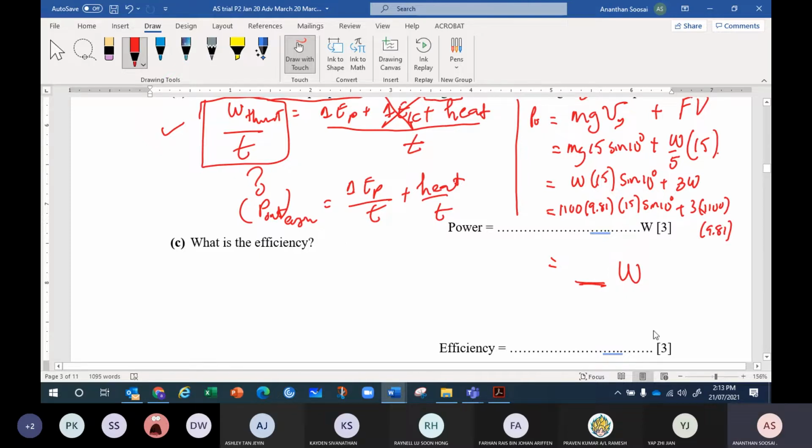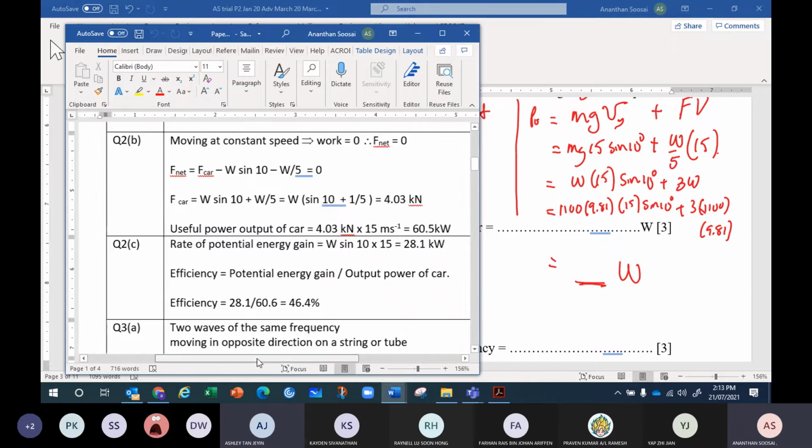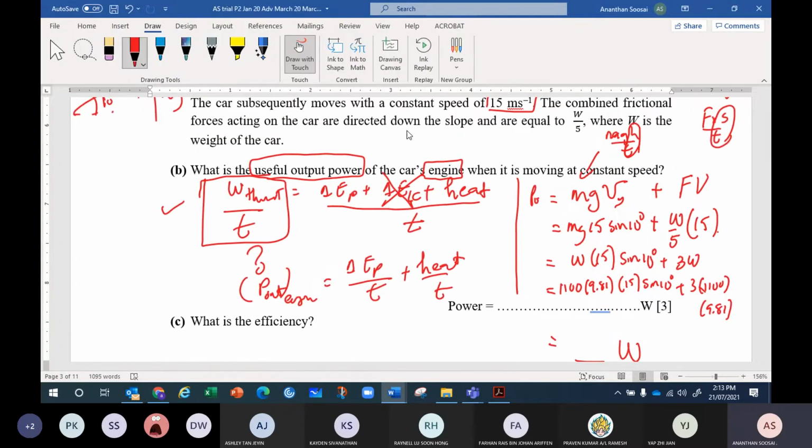Just give it a try. Try to calculate this: 1100 times 9.81 times 15 sine 10 plus 3 times 1100 times 9.81. Anybody? Calculate first. It's 60,480. Yeah, so you get this value, 60.5 kilowatts. So this is another way of doing it, but when I teach in the class, I taught it this way.